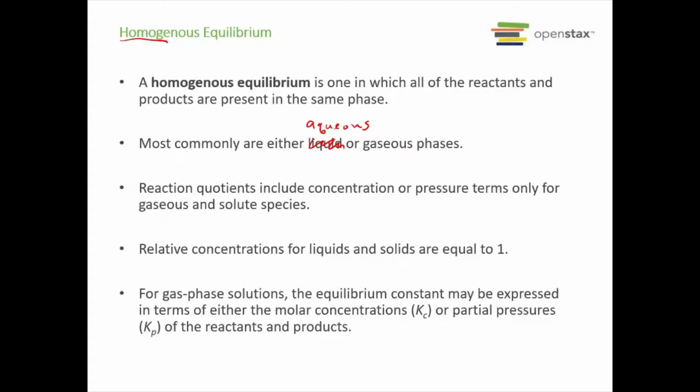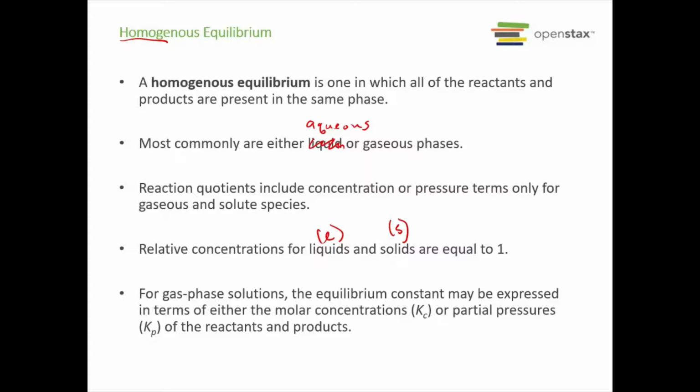Your reaction quotients include the concentration or pressure terms only for gaseous and solute, aka aqueous species. So if you have something that is a liquid, not aqueous, but liquid or solid state, we say its concentration is equal to 1, because the concentration of liquid water in itself is 1. It's not dilute is the best way to put it. So if you have something that is either L or S, it is not included in your equilibrium expression.